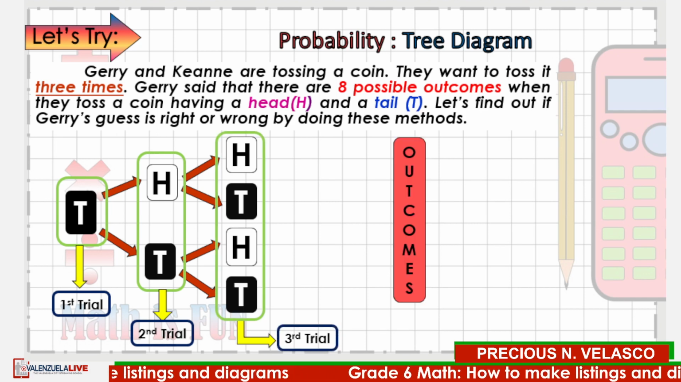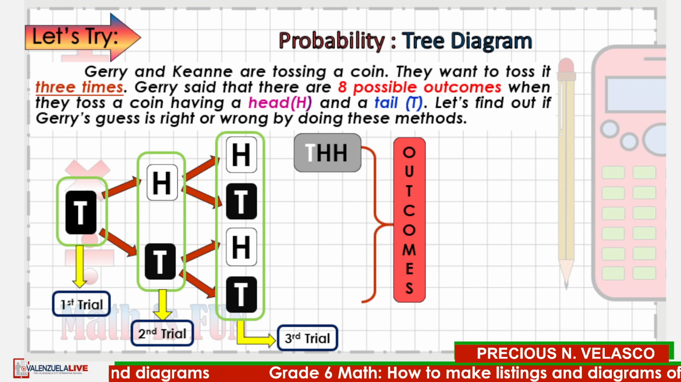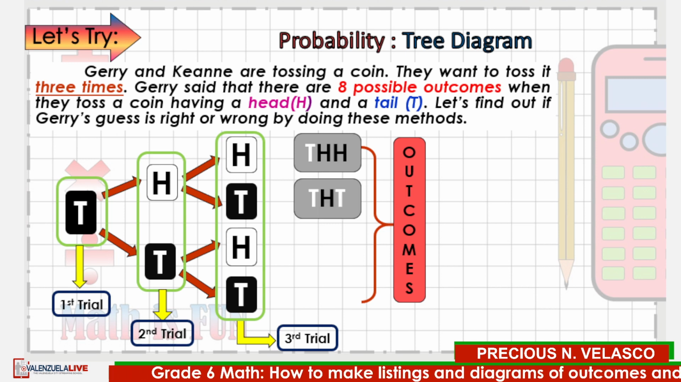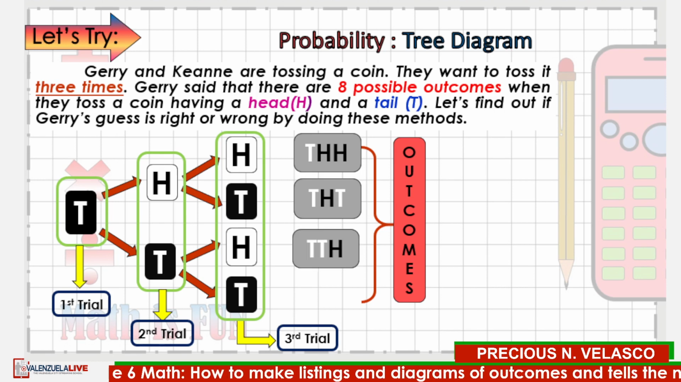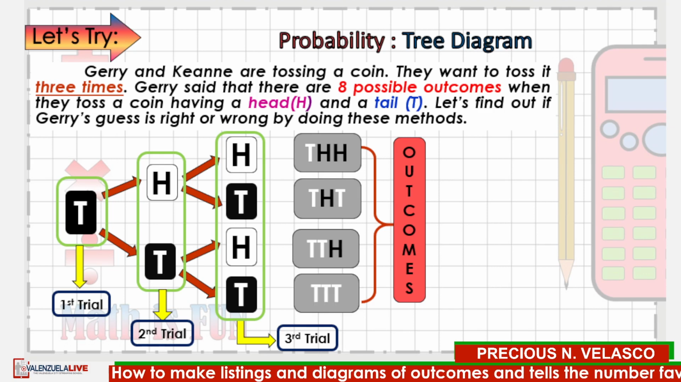So for the possible outcomes, we can write down tail, head, head; tail, head, tail; and then tail, tail, head. And for the last one, we have 3 tails. So these are the other 4.